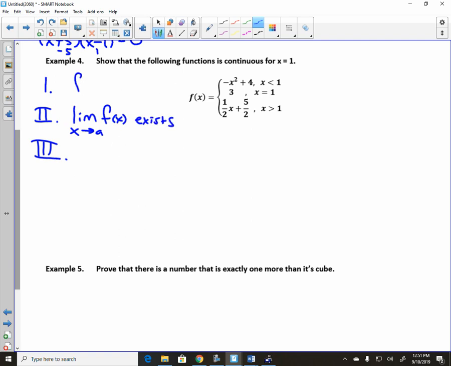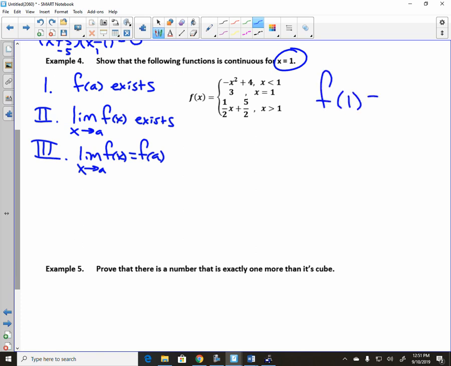Good. F of a exists. And what else? They're the same. The limit as x goes to a of f of x is equal to f of a. Very good. So I'm given a piecewise function here. I would like to state whether or not it's continuous at an x value of 1. Notice what I have here. Well, I need to first show number 1. Does f of 1 exist? What is f of 1? It's 3.